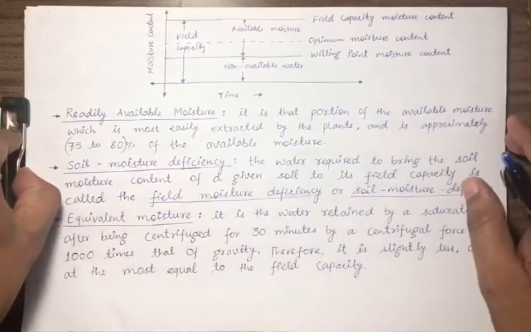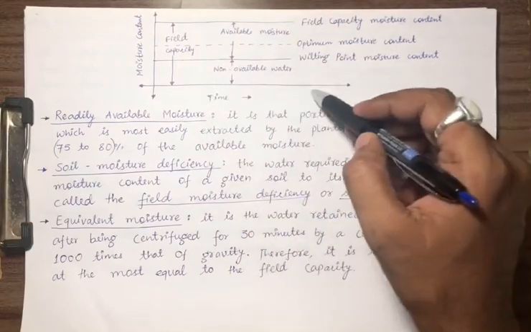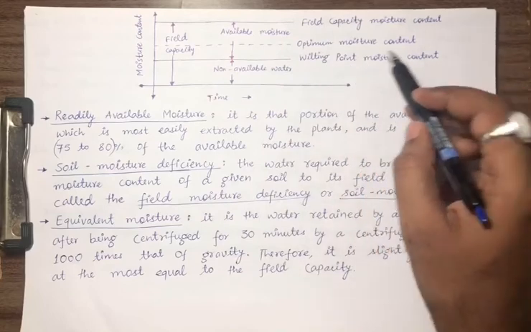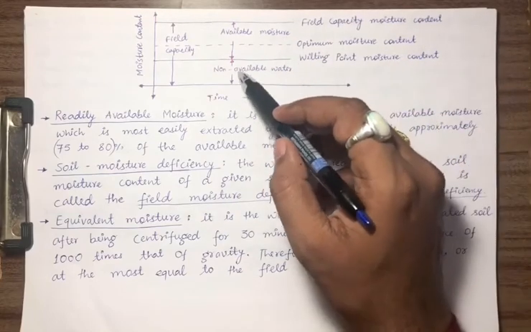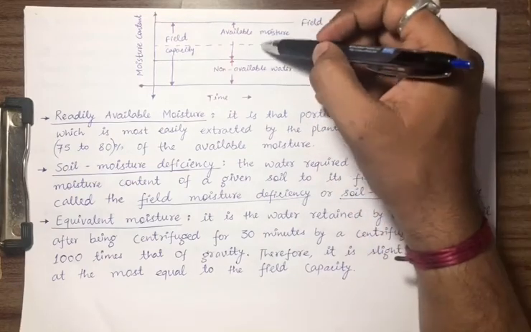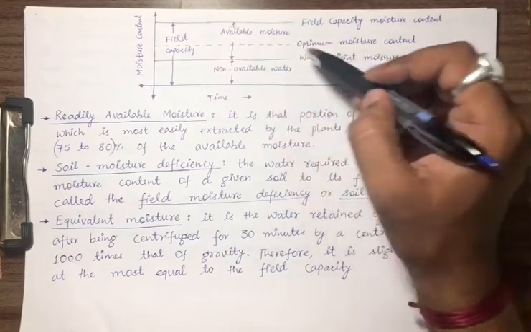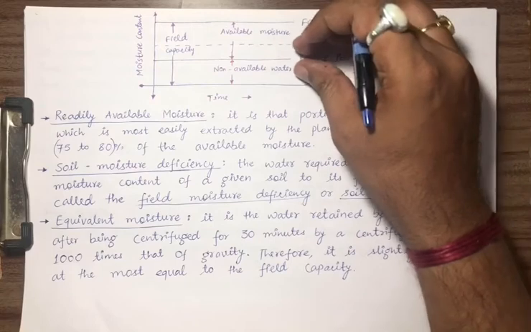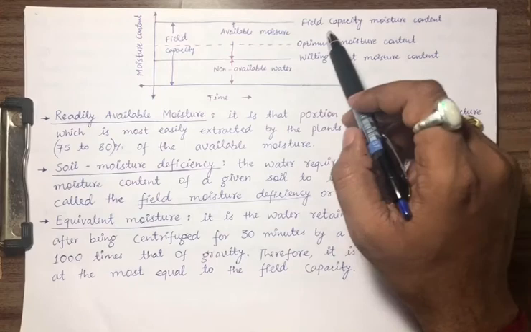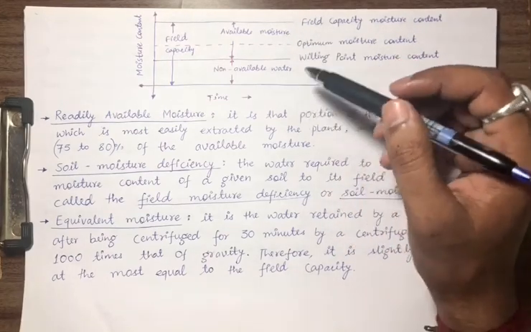So we can see with the help of a diagram. If this is moisture content and this is time, field capacity is somewhere here, and permanent wilting point is somewhere here. Below the permanent wilting point is non-available water. Above is available moisture. But full water is not available, so up to some water we cannot use. The optimum moisture content and the field capacity moisture content, between them is the readily available water.